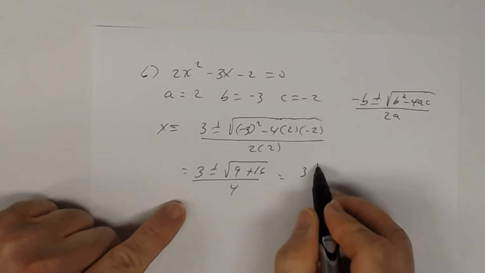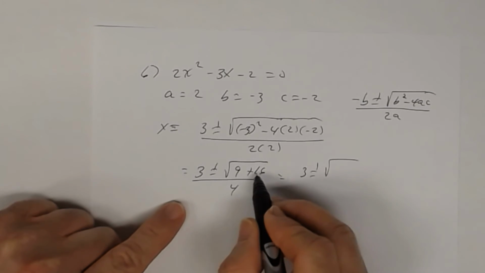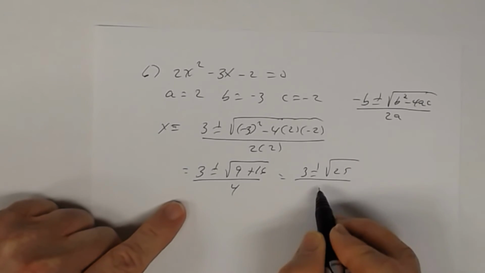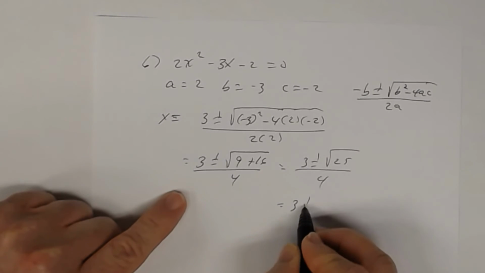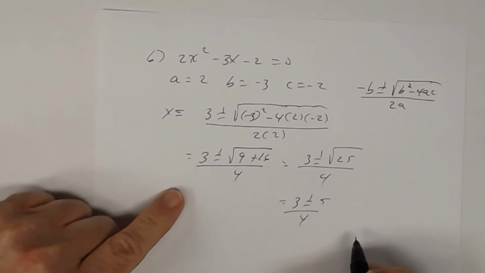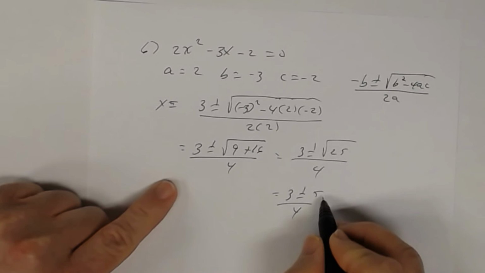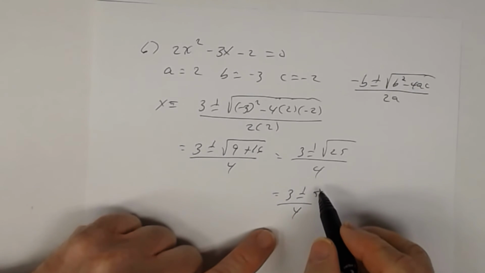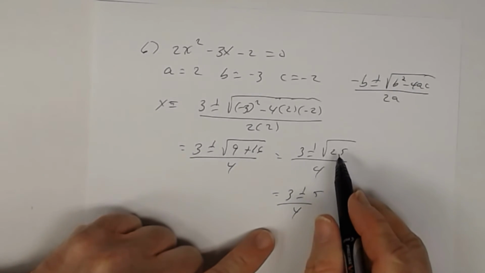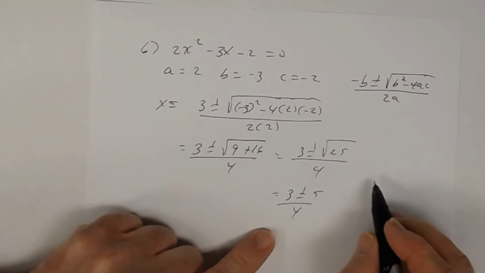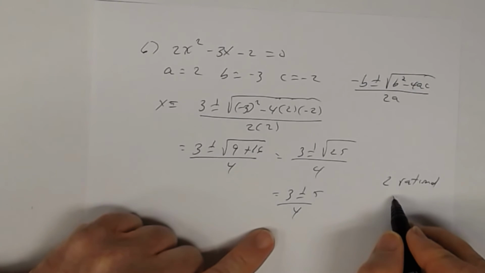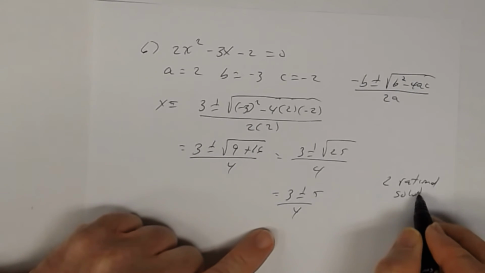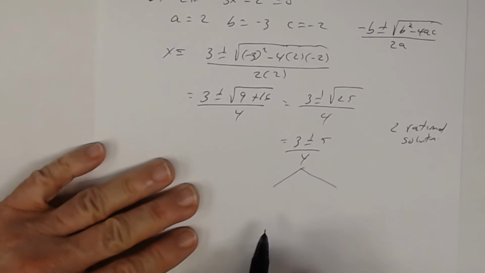So I get 3 plus and minus the square root of 16 plus 9, which is 25, divided by 4. The square root of 25 is 5, so I get 3 plus and minus 5 divided by 4, right? Then notice that the square root of 25 is a perfect square, so I end up with 2 rational solutions because I don't see a square root anymore. So since I'm going to get 2 rational solutions, let's break it apart.